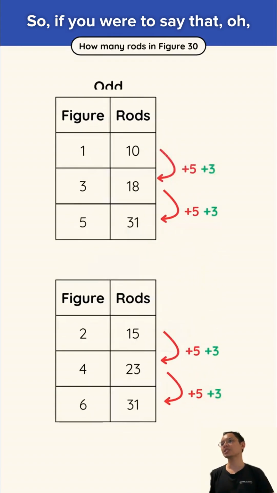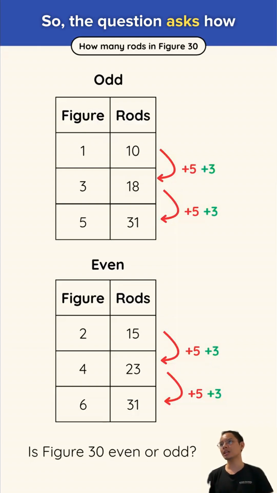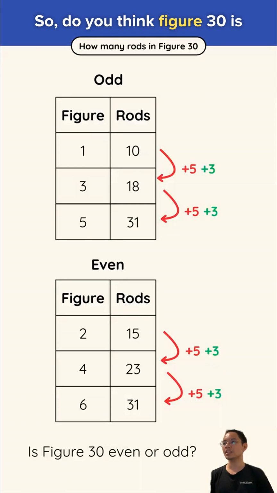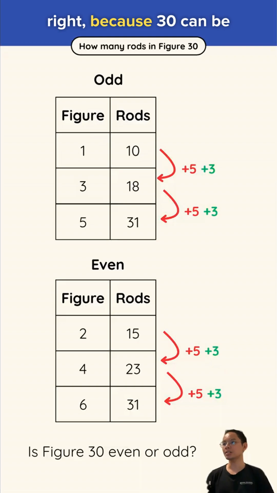Then from here, can you find a pattern? We can separate this between odd and even. For the odd figures 1, 3, 5, the adding pattern is plus 8. For even figures, it is also plus 8. The question asks how many rods are there in figure 30. Do you think figure 30 is even or odd? If you guess even, then you're right, because 30 can be divided by 2.